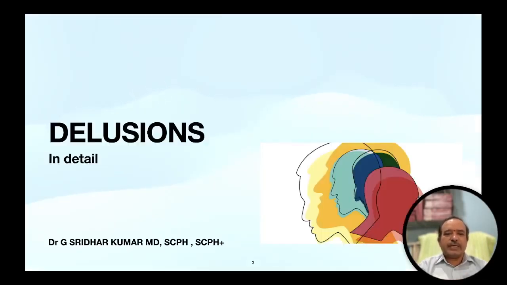So my topic is delusions in detail. How to take the rubrics of delusions in detail. I mean, how to analyze the delusions when you take the case history. If there are any delusions, how to consider those delusions, and how easily we can analyze those delusion cases. I mean, rubrics.